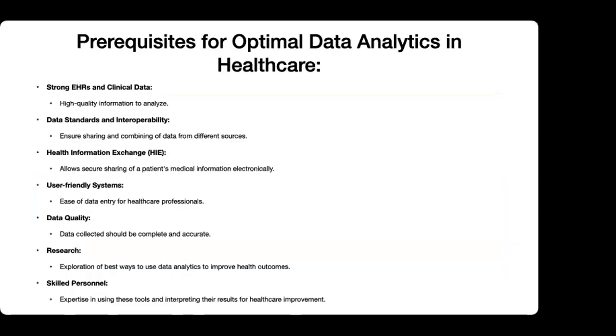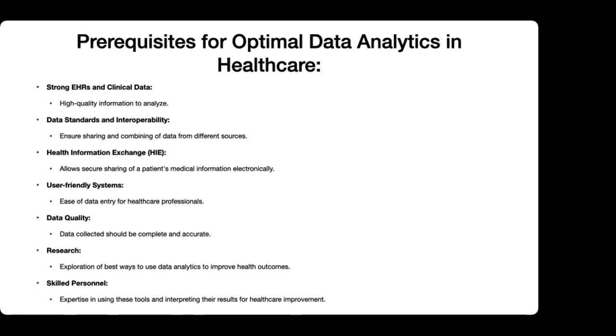So to make the most of data analytics in healthcare, several things need to be in place. We need strong electronic health records and other sources of clinical data so that we have plenty of high quality information to analyze. That's number one. Number two, we need to follow data standards and make sure our systems can work together. And this helps ensure we can share and combine data from different sources.